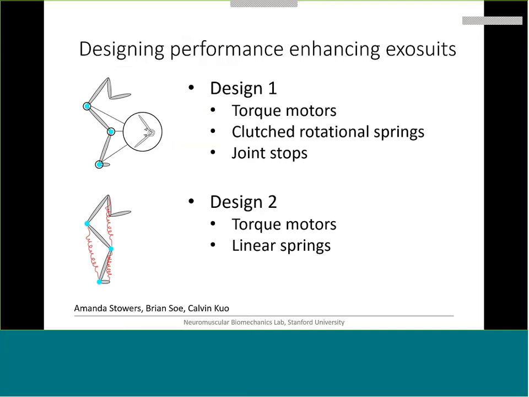It has 3 torque motors at the ankle, knee, and hip, represented by the blue circles. Zoomed in, we can also see rotational springs and joint stops located at the ankle, knee, and hip. And these rotational springs are clutched so that they disengage at takeoff. The 3rd student's design, shown below, also used 3 torque motors at the ankle, knee, and hip. He also used 3 linear springs spanning the joint.